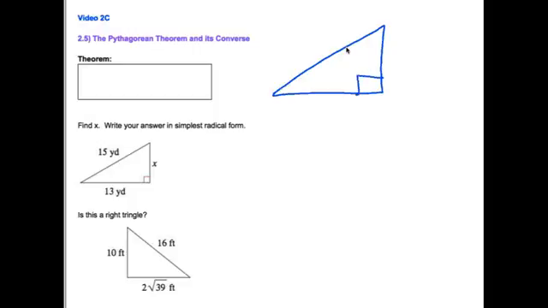I want us to name the three sides. For a right triangle, the longest side, which is always across from the right angle, is called the hypotenuse. Kind of a weird word, isn't it? And the other two sides, adjacent to the right angle, are called the legs. So we call this a leg, and we call this one a leg.